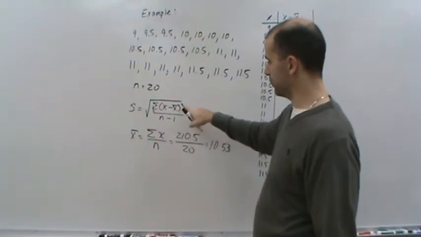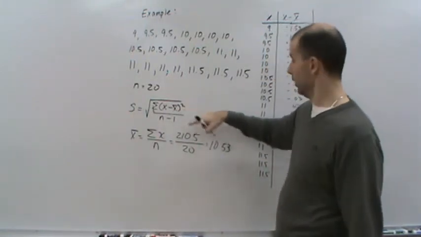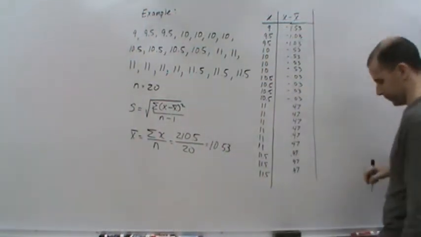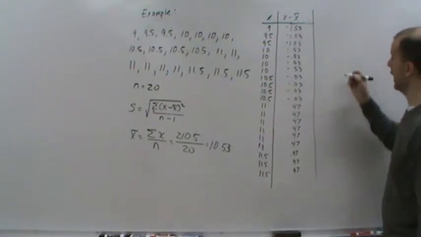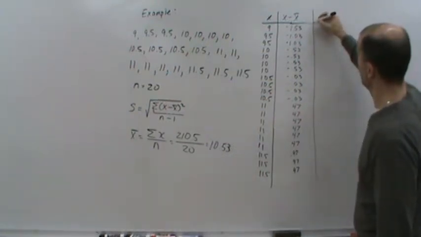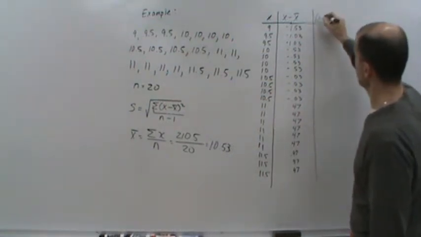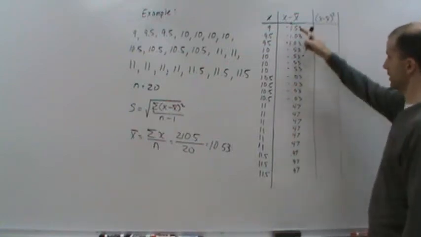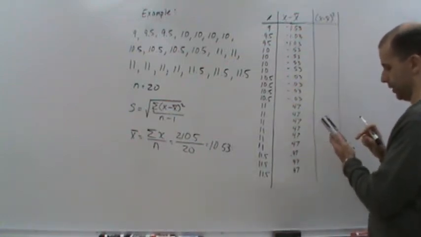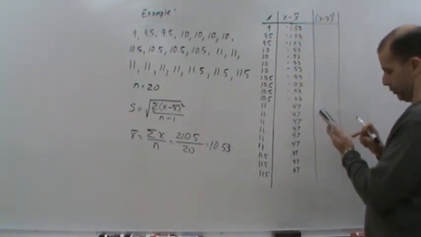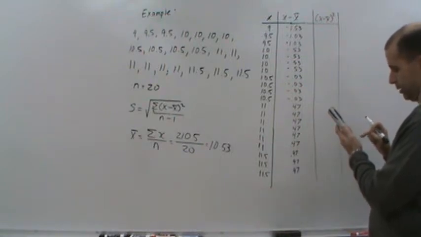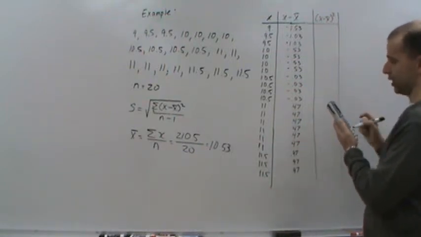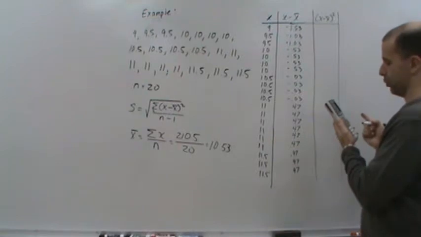So now the next part is to square it. So the next column I'm going to have is I'm going to square all these values. So I'm just going to take this column and square it. So 1.53 squared is, I'm just going to go out 2 decimal places, 2.34.